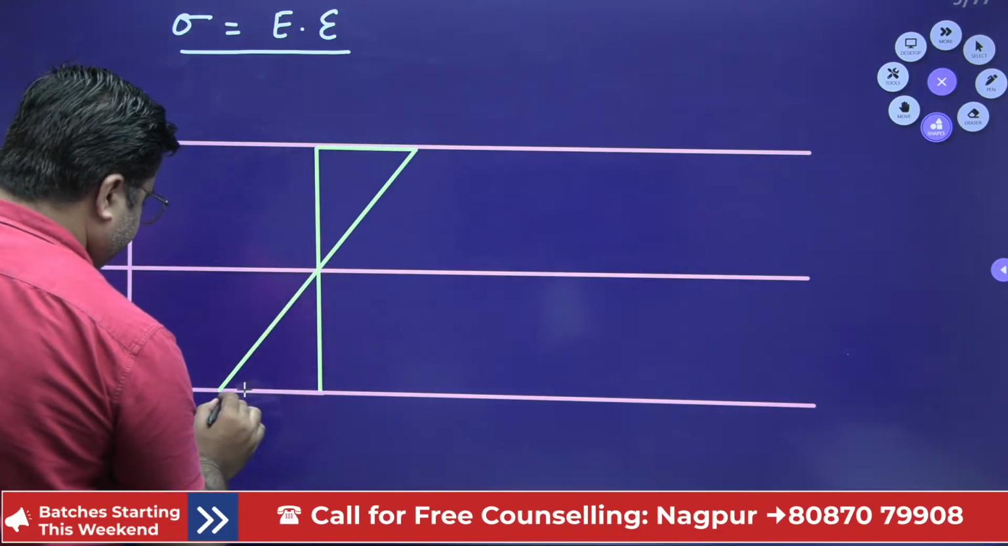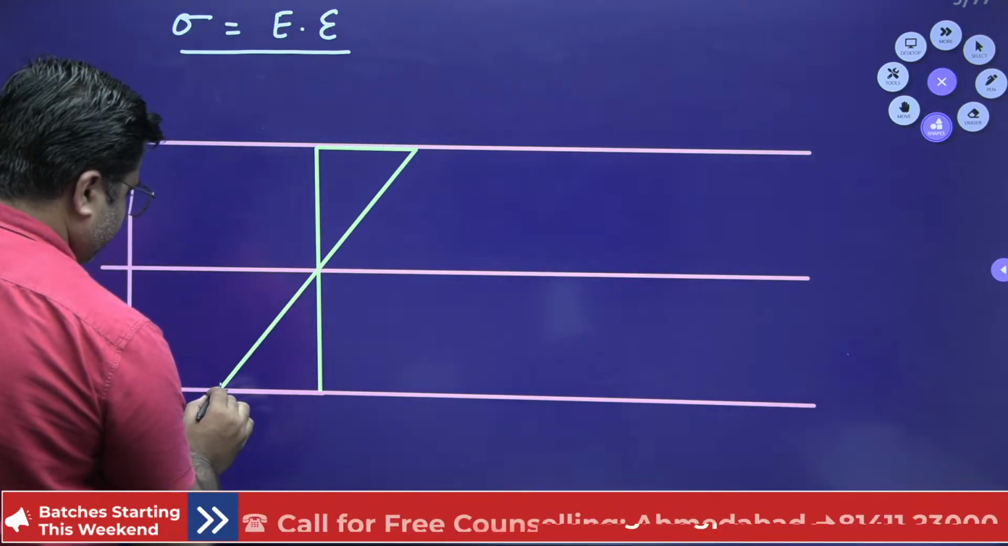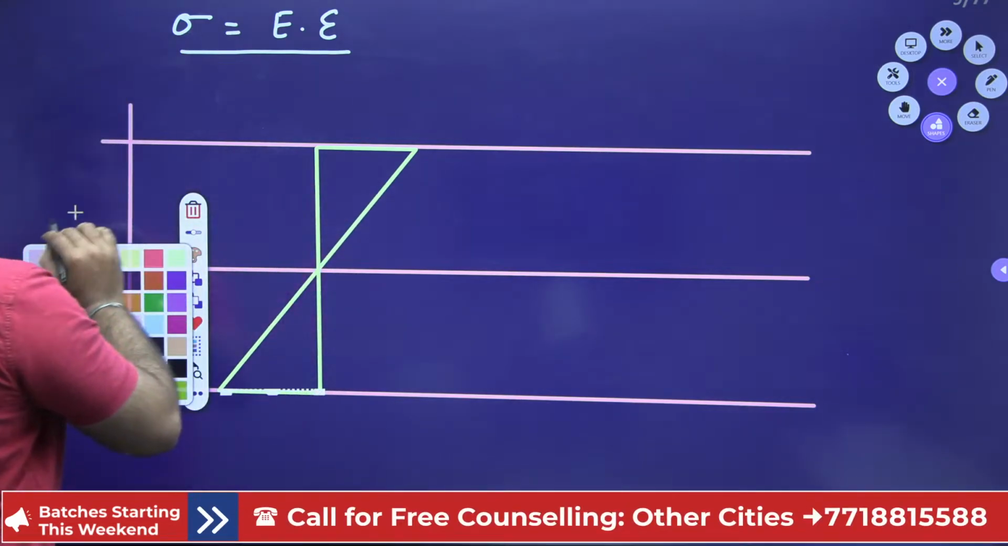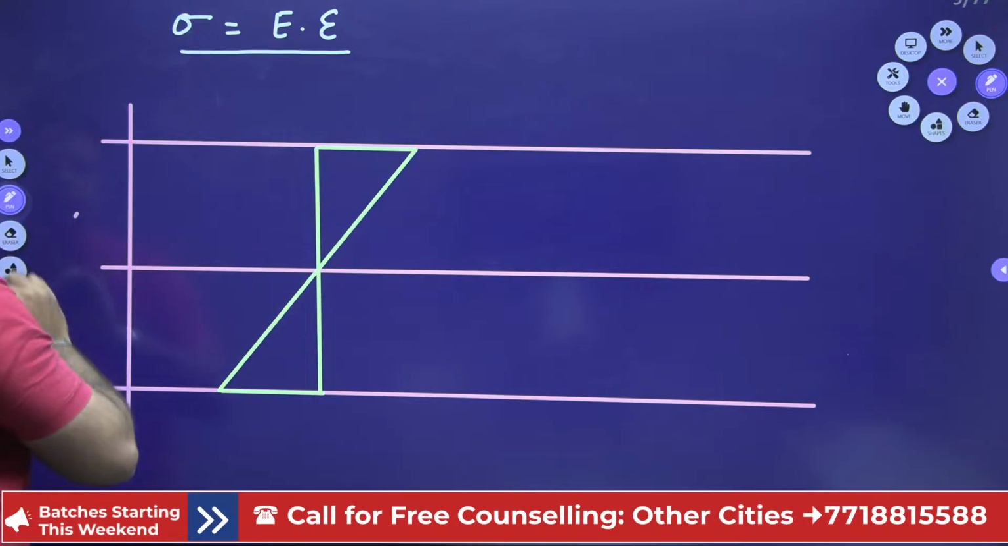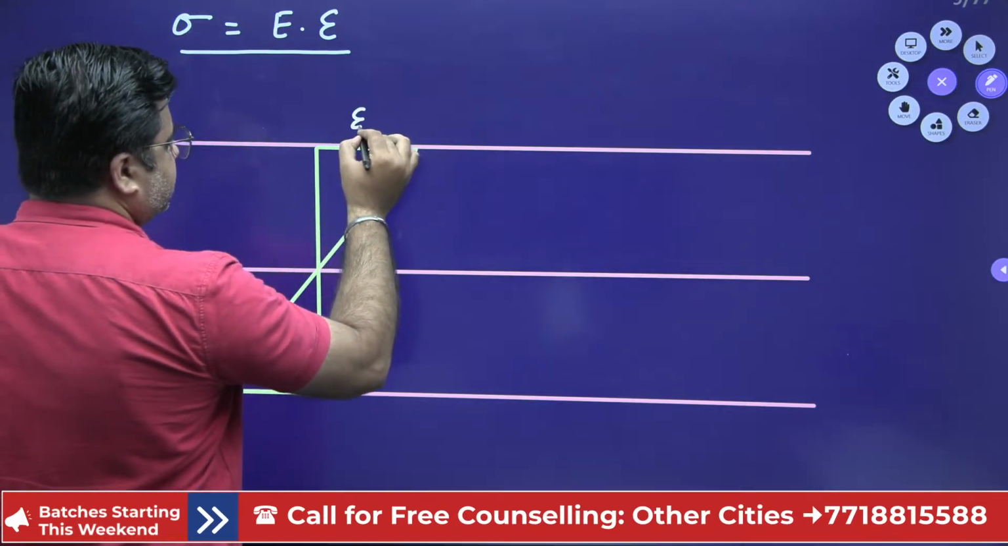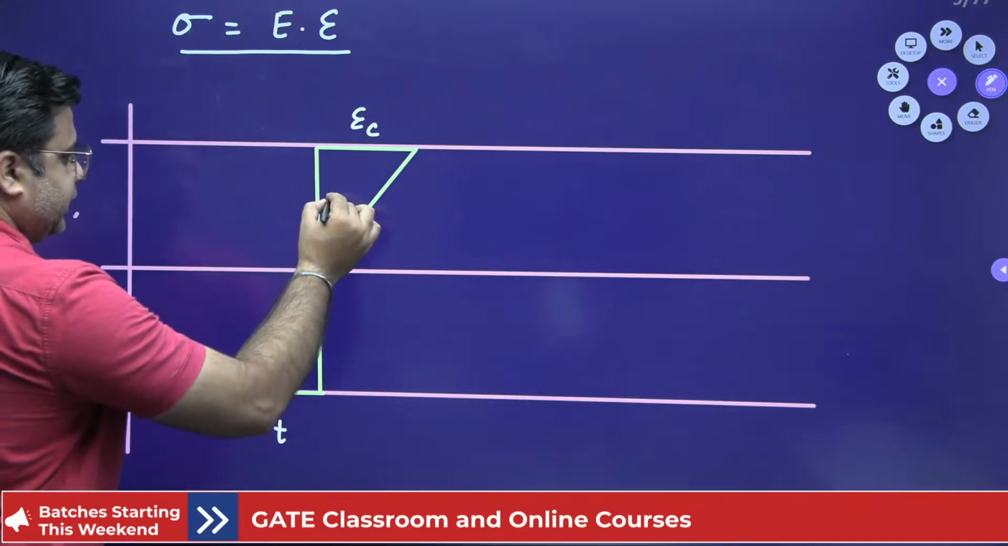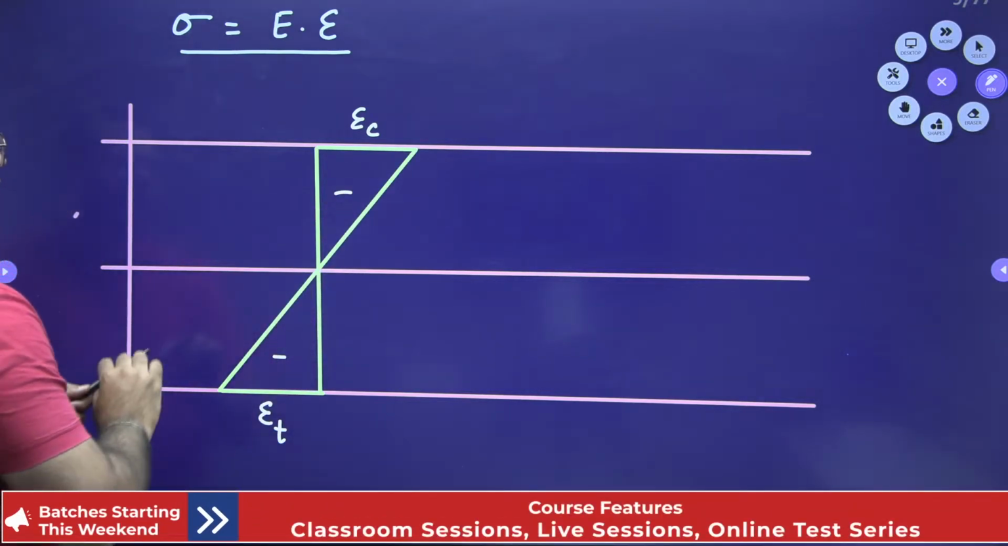so this is my value of strain that I have drawn. Okay. This is epsilon C and this is epsilon T. This is negative and this is positive. This is strain distribution.